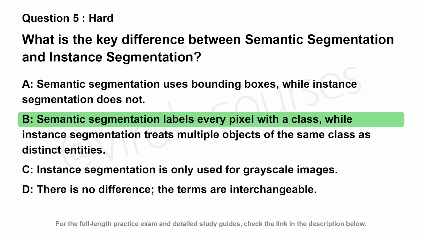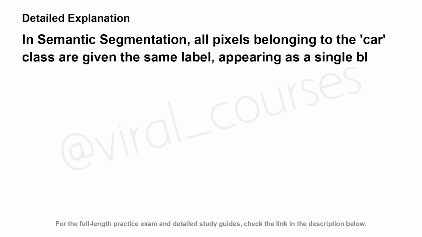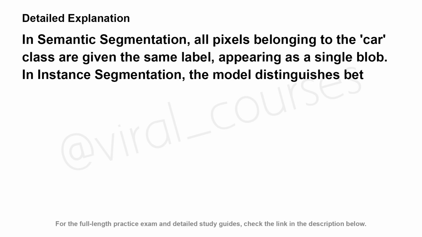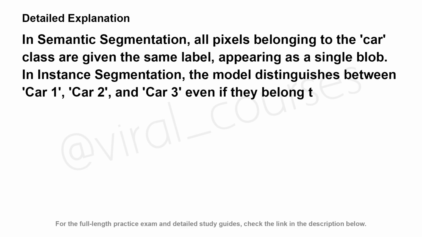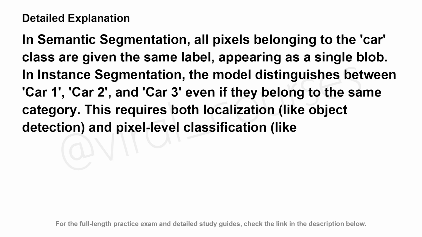The correct answer is B. In semantic segmentation, all pixels belonging to the car class are given the same label, appearing as a single blob. In instance segmentation, the model distinguishes between car 1, car 2, and car 3, even if they belong to the same category. This requires both localization, like object detection, and pixel-level classification, like semantic segmentation.